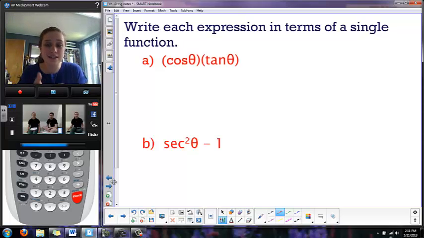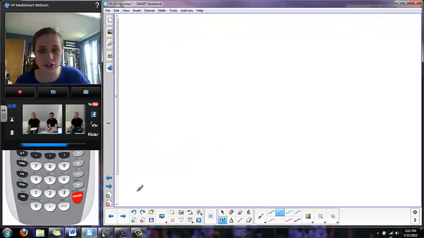Write each expression in terms of a single function. Now, this is the kind of stuff I was talking about. These are the kinds of questions that use the identities. That's why I didn't understand why she was asking you those other questions first. So before we answer that, let's go back and review the identities really quick.